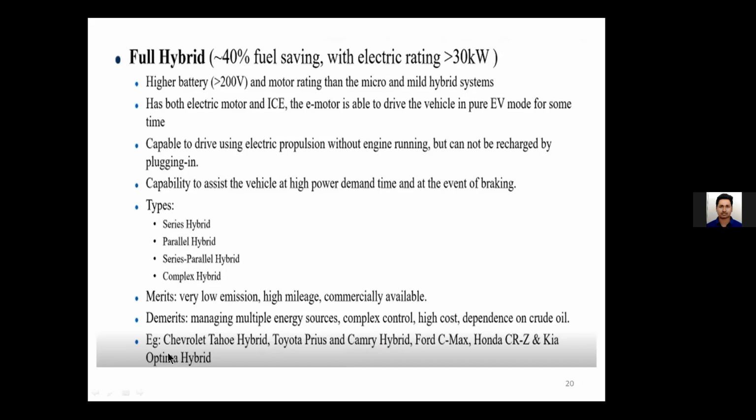Coming to the merits, it has very low emission, high mileage, and commercially these are available. As demerits, proper energy management is required, since we have multiple energy sources: one through the battery and one through the other source of energy, that is petrol or diesel. So proper energy management strategies are required. There is also complex control, high cost, and of course we are still slightly dependent on crude oil. Some of the available models are the Chevrolet hybrid, Ford C-Max, Honda, and others.